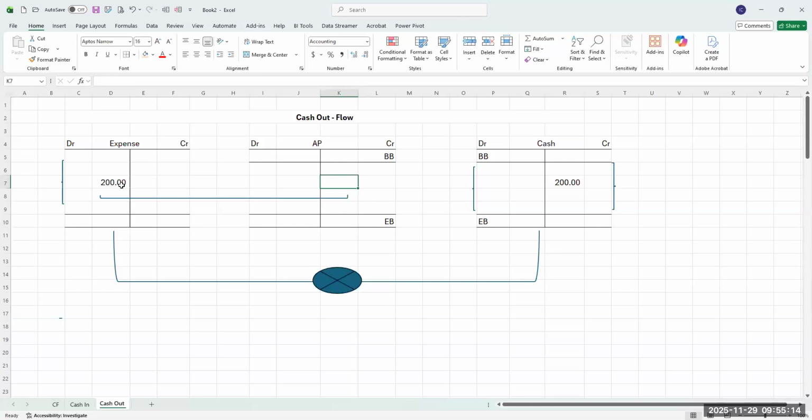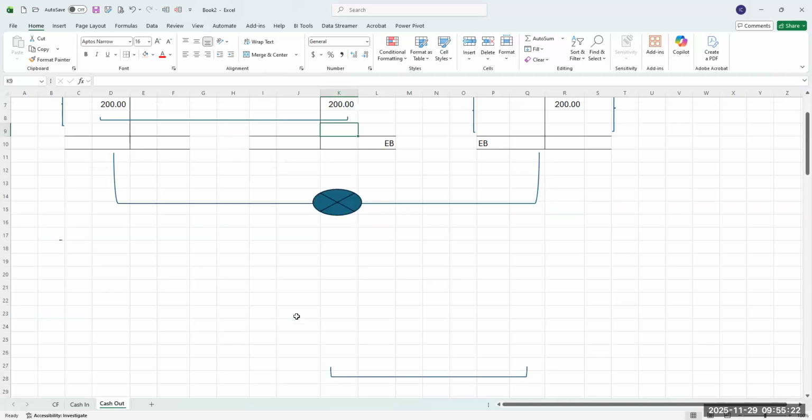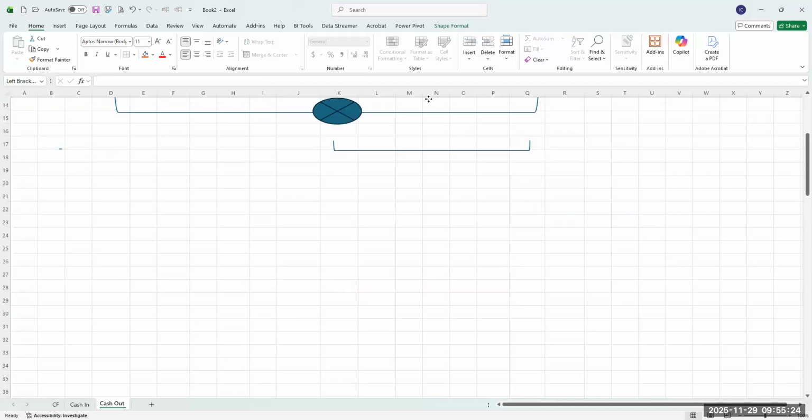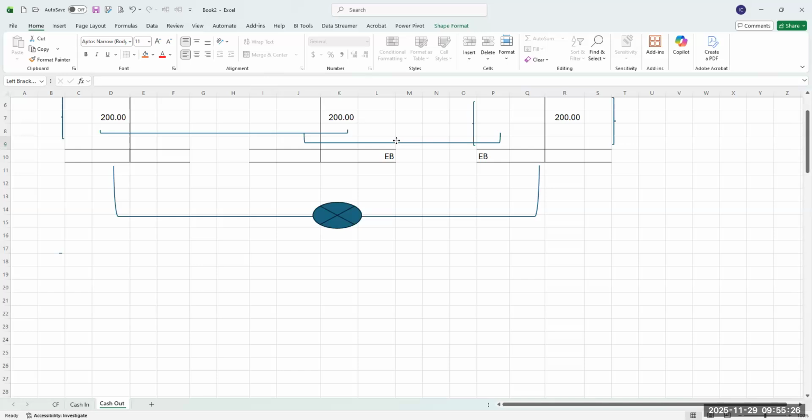So if I get the $200 expense, that's going to give me $200 accounts payable. And if I pay those accounts payable right away, I have to use cash. Otherwise, I cannot pay it. And once I use cash, my cash goes down, but my accounts payable also goes down by the same amount. Make sense? Yes, bro.